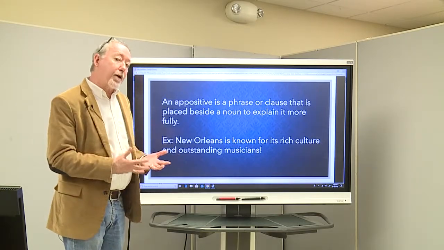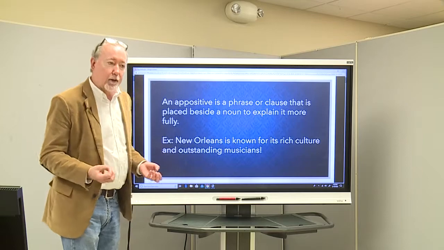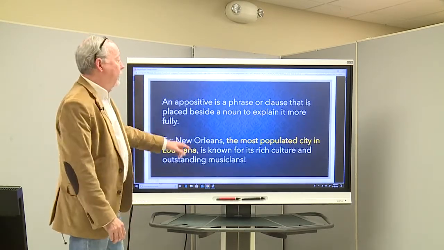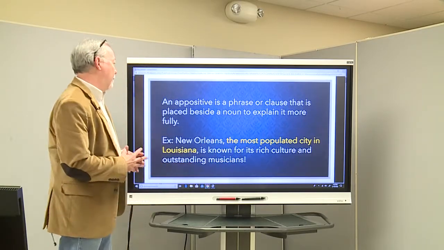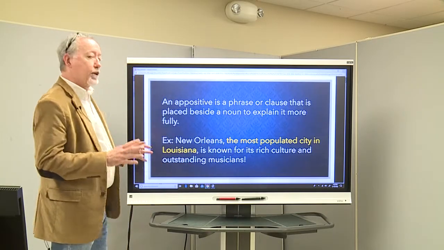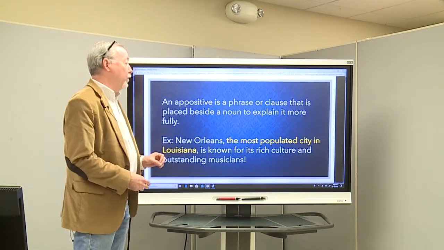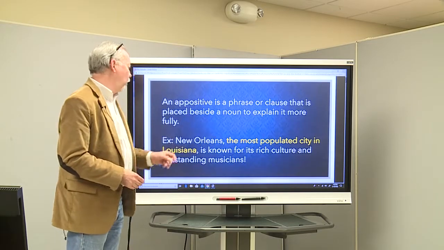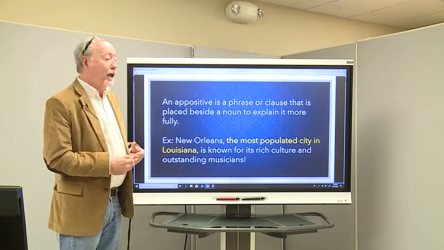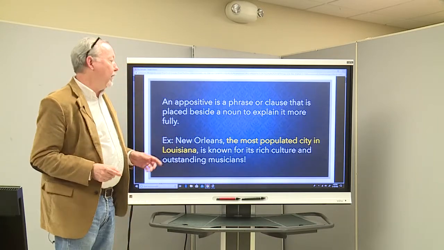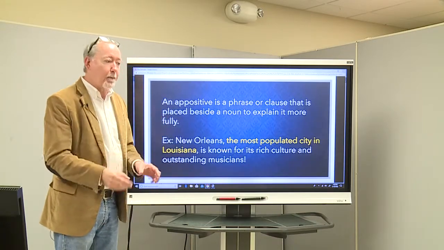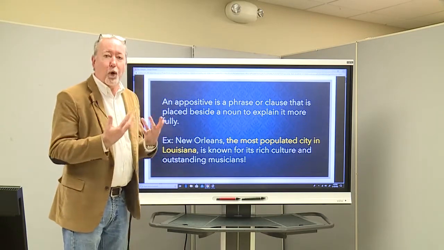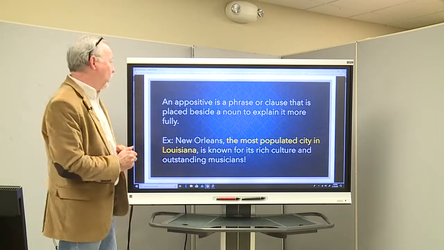Okay, let's add something to this, though, to make it a better sounding sentence, a more informative sentence. Here we go. Ready? The orangish letters, those are the words of the appositive. Check this out. Now I'm saying New Orleans, the most populated city in Louisiana, is known for its rich culture and outstanding musicians. Look at that. Just with one tiny little phrase that I've inserted into the middle of my simple sentence, suddenly now it sounds so much better. There's so much more information that's being given to the reader.